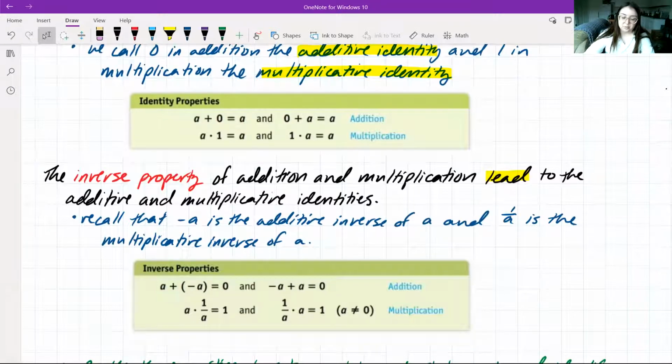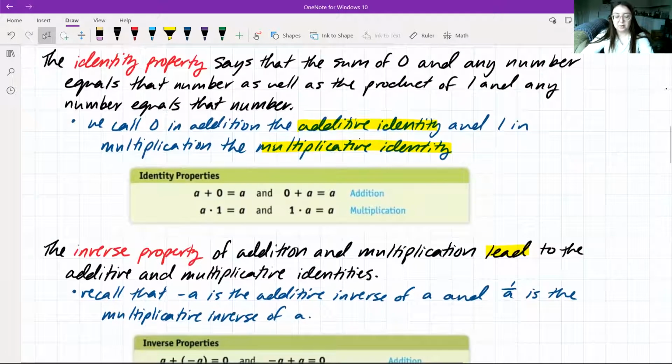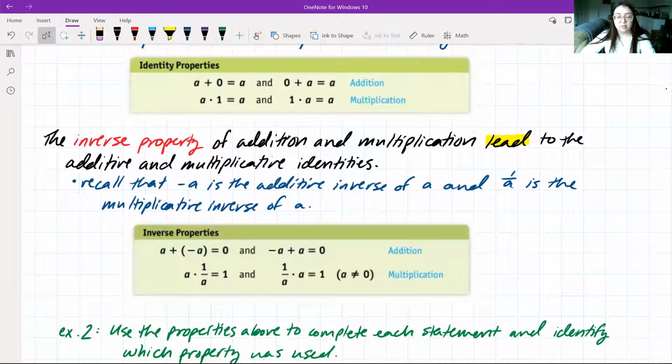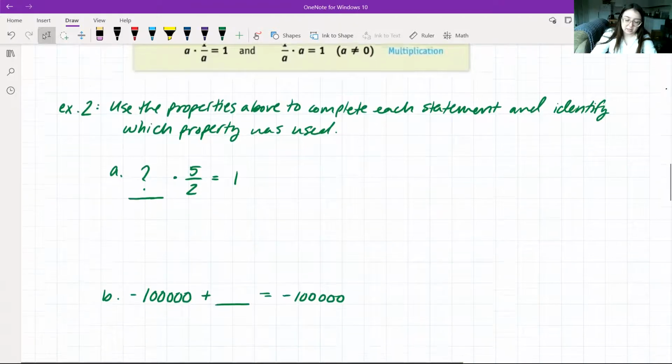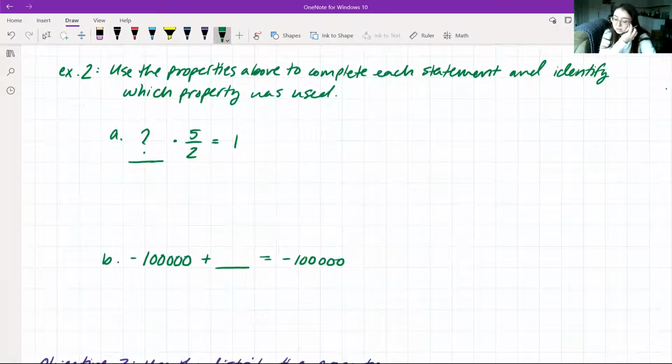So with our identity property, we're saying that adding 0 or multiplying by 1 gives us our same answer, and our inverse property is telling us that if we're adding, we want our answer to be equal to 0, and if we're multiplying, we want our answer to be 1. So using these properties, in our next example, we want to use the properties above to complete the statement and identify which property was used.